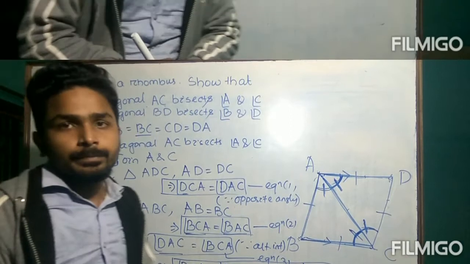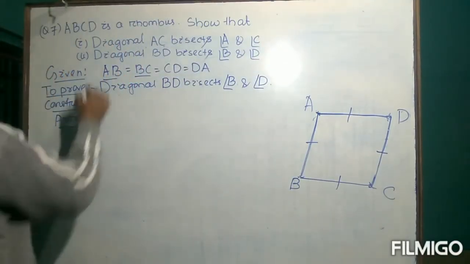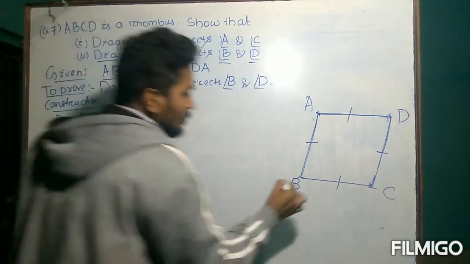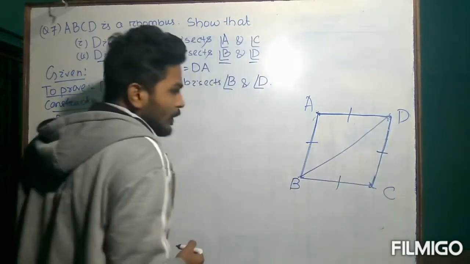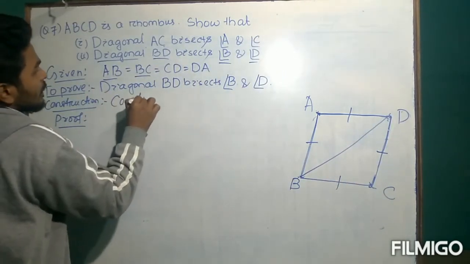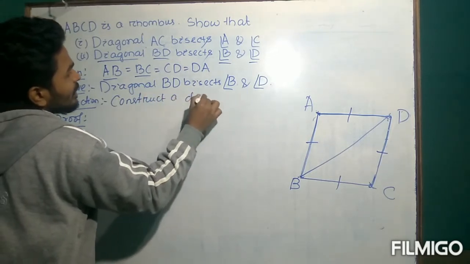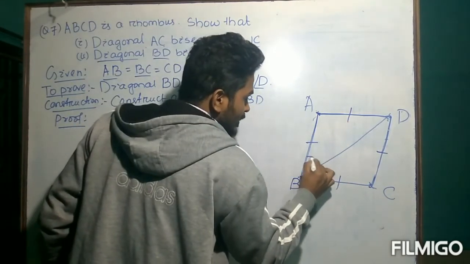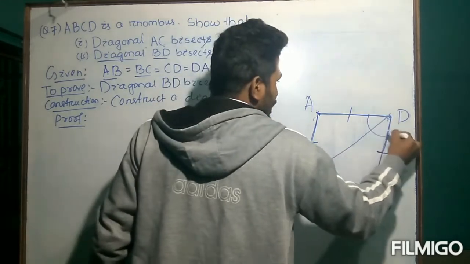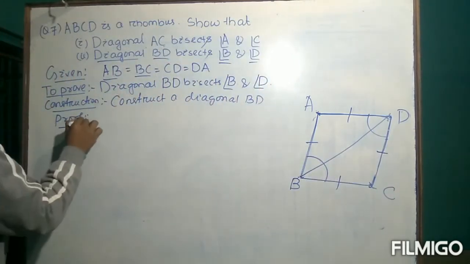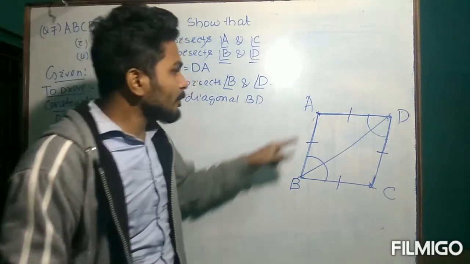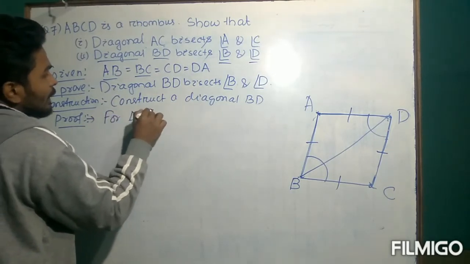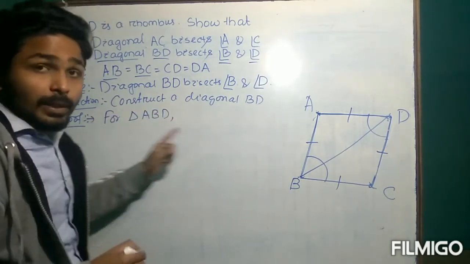Okay, so let's move. And now coming to the second part of this question, that the diagonal BD bisects angle B and angle D. So for this we have to construct a diagonal BD, and we have to prove that this diagonal BD bisects this angle B and this angle D. Okay, so let us prove. For this we have to take the triangle ABD, right? For triangle ABD we have to follow the same procedure that we have followed here.